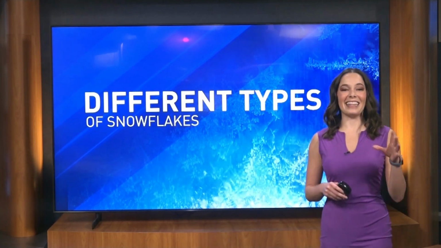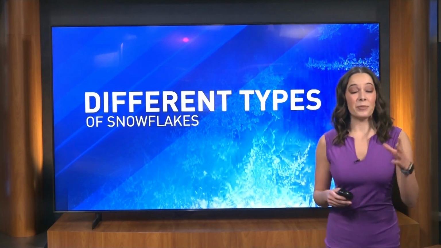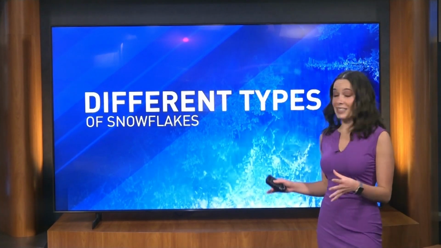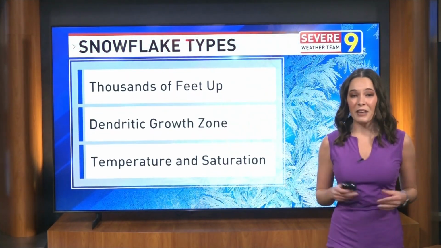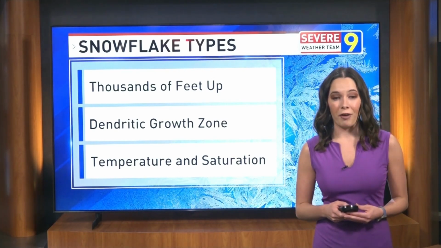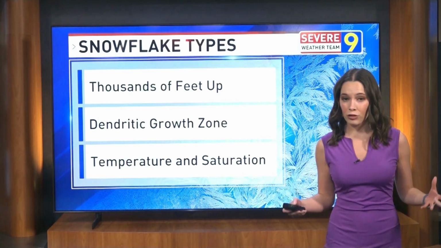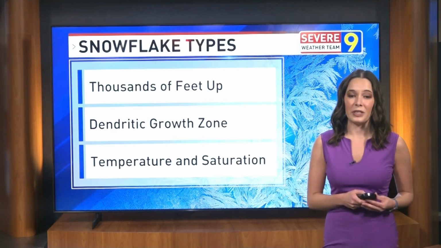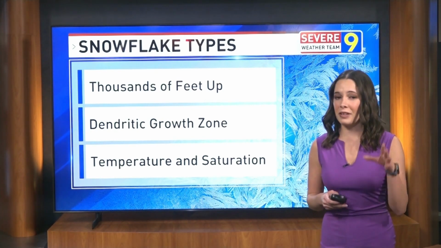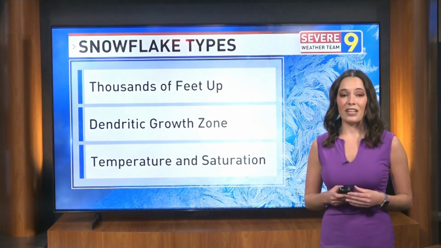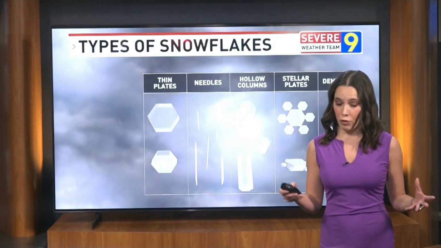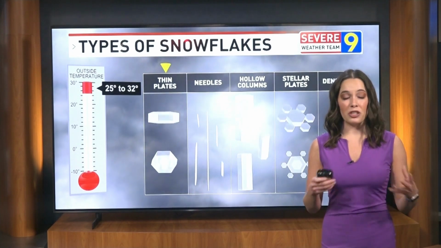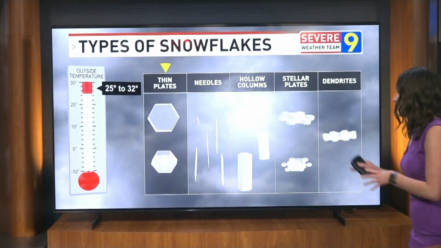Since we are on the subject of snow, did you know that snowflakes come in different shapes? Take a look. Hello everyone, let's talk about snow, specifically the different types of snowflakes we can get during the winter season. And this all happens thousands of feet up in the air before it even reaches the ground, specifically in the dendritic growth zone. So pretty much in the cloud before it starts to precipitate. And specifically even further, it depends on the temperature and saturation of the dendritic growth zone to see what types of snowflakes we get.